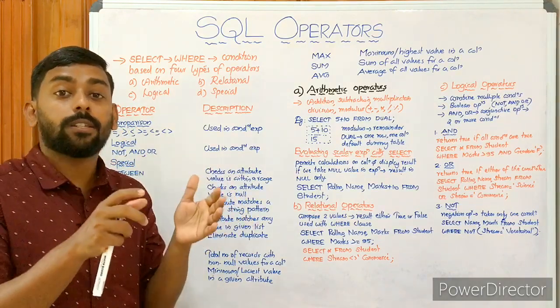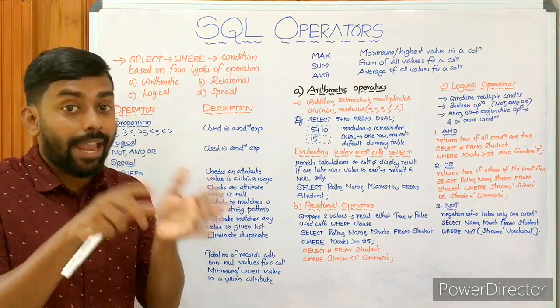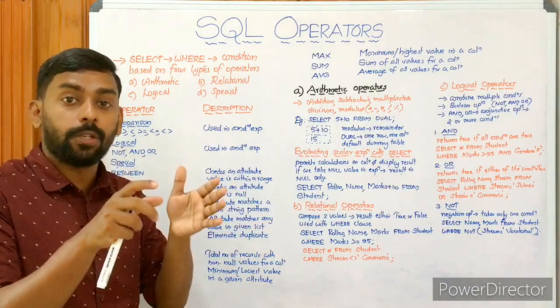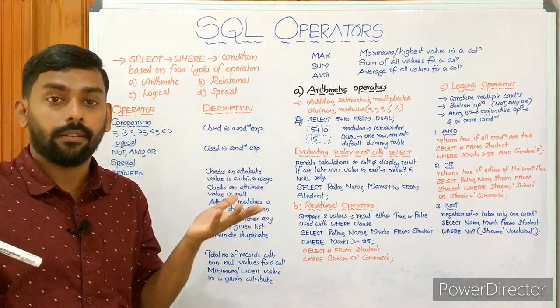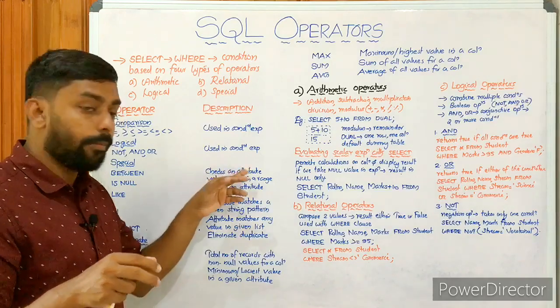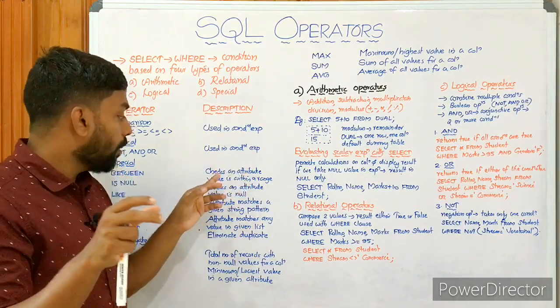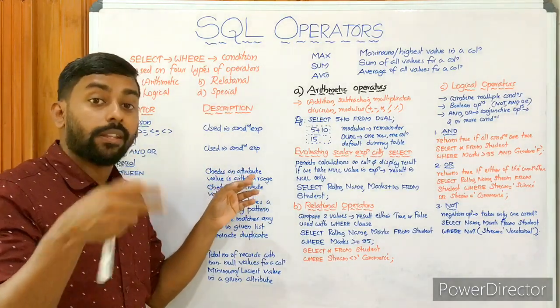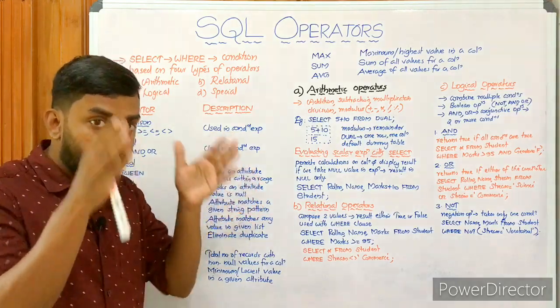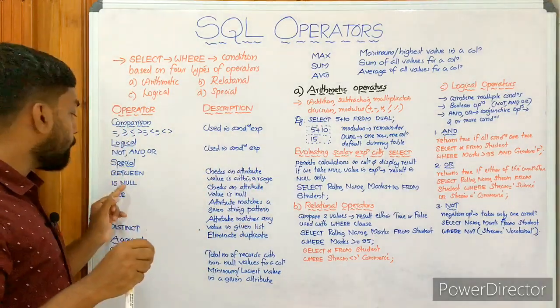For example, marks between 90 and 100. That means it checks whether a column value is within a range or not. Between. Okay, yes. Then the next one is null.